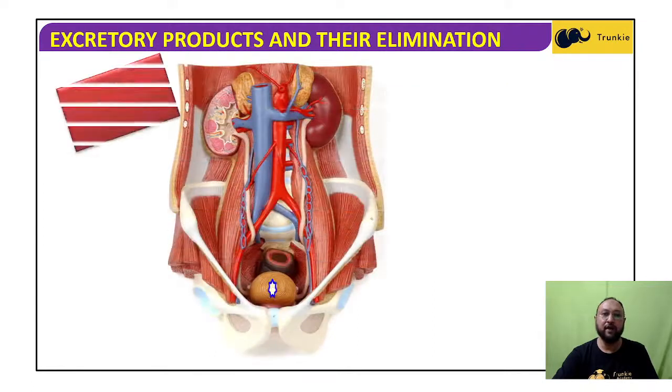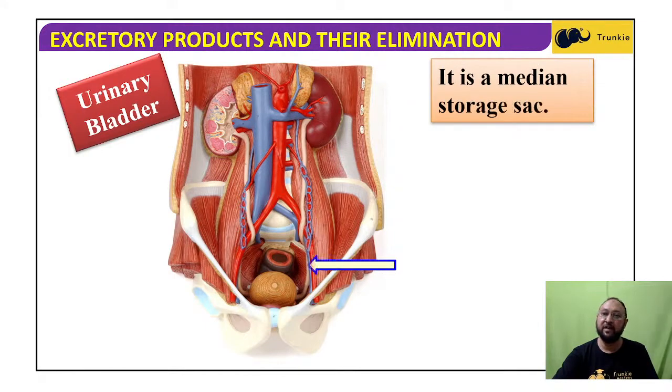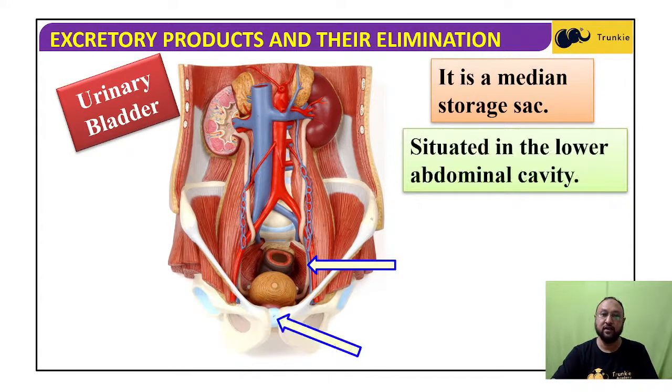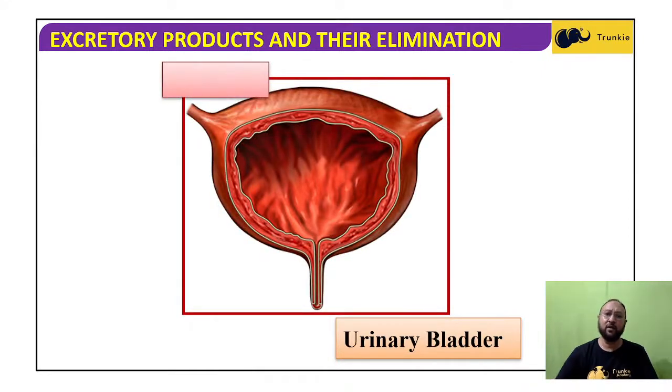Urinary bladder also we find that it is a median storage sac for the urine from both kidneys. It receives the urine via the ureter and is situated in the lower abdominal cavity. You can see the lower abdominal region, and there is the urinary bladder. And here you can see how the urinary bladder looks in the cut portion.